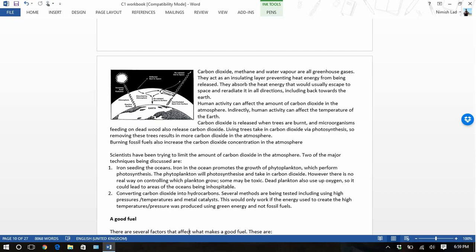Converting carbon dioxide to hydrocarbons is the other one of them. Several methods are being tested, including high pressures, high temperatures, and metal catalysts, but they need high amounts of energy to work, and these energies need to be produced from green fuels, not fossil fuels, if we're going to limit the amount of greenhouse gases emitted.